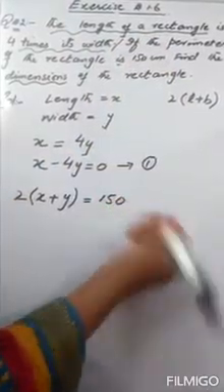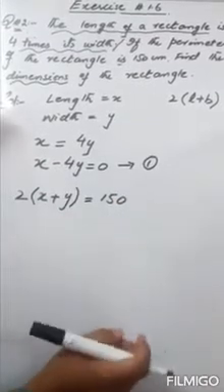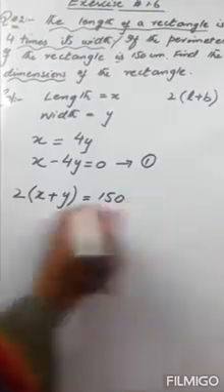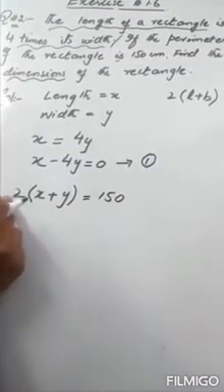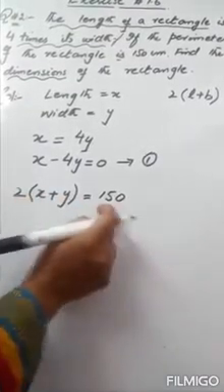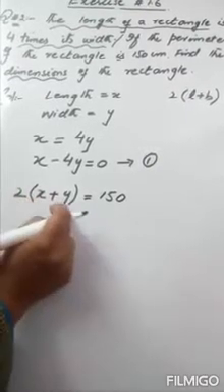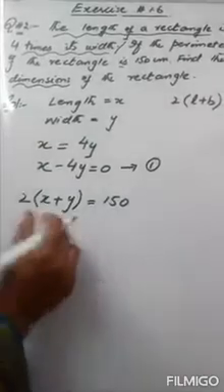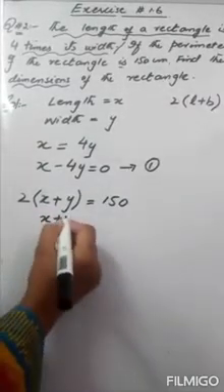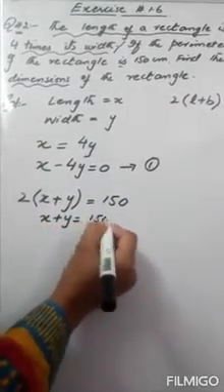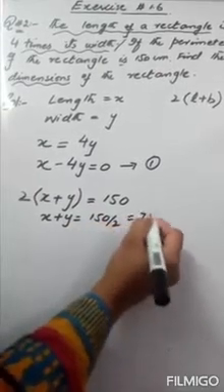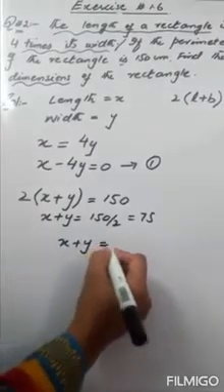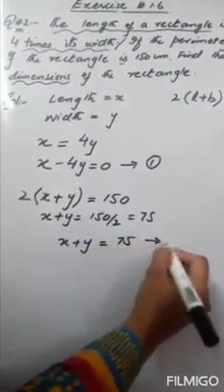150. We will not write the unit here. At the end of the question, when we find the values of x and y, we will write the units then. Now you can divide by 2 on the other side, or you can multiply this 2 with both variables. In both cases, you will get the same answer. Now x plus y is equal to 150 divided by 2, which is equal to 75. So now we have equation number 2, that is x plus y is equal to 75.